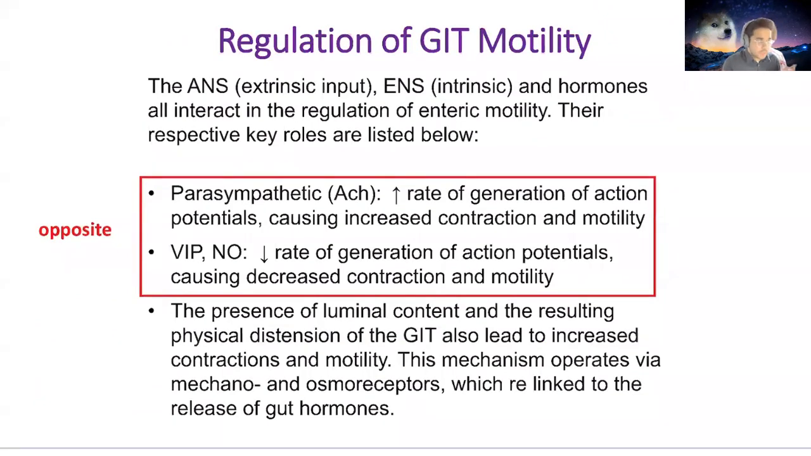Regulation, right? You guys know this. It's primarily parasympathetic in nature because remember, rest and digest, parasympathetic. It's the same principle now being applied. Now, if you had the opposing system, where you're doing more relaxation, that's actually driven by sympathetics, right? VIP, you guys remember your VIP, which is vasoactive intestinal peptide, I think. It essentially does the same function as NO and relaxes the smooth muscle, and it causes decreased contraction and motility. So there are going to be decreased peristaltic waves, right?